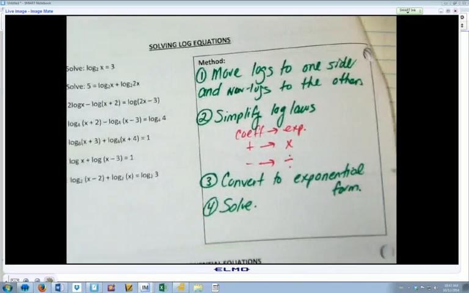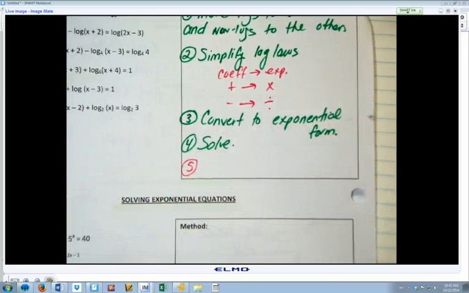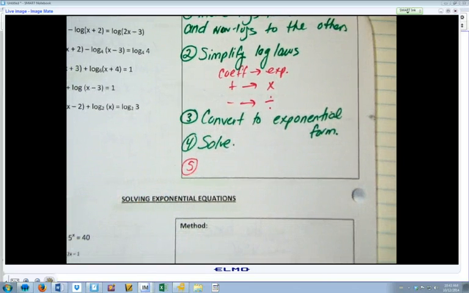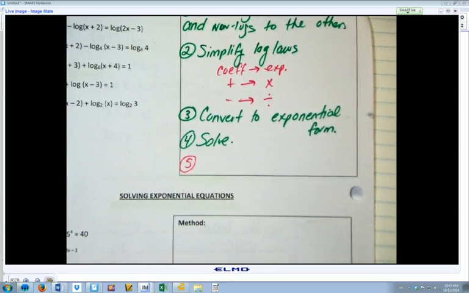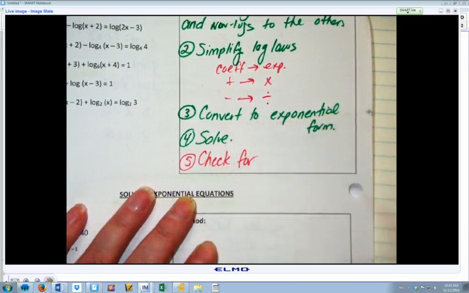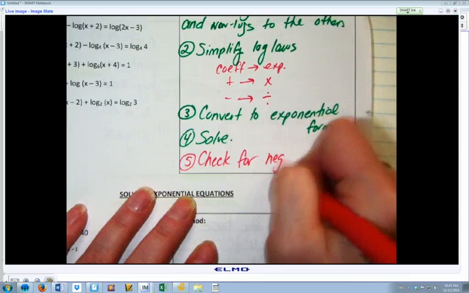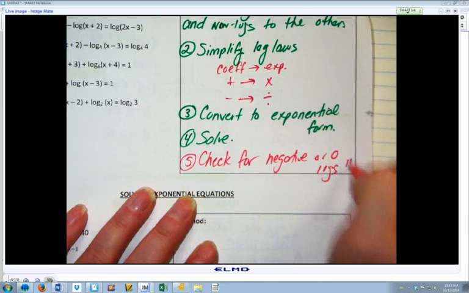Second step, solve. My job would be easier if that was just the step for every kind of equation. Step 1, solve. I'm down to red pen for the very important last step. Check for negative or 0 logs. Bad.